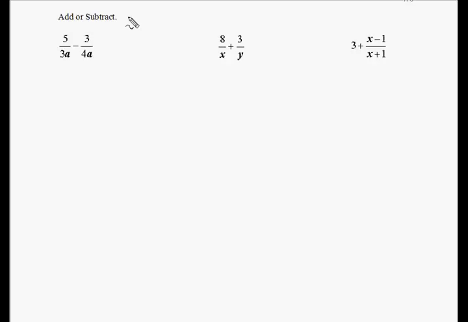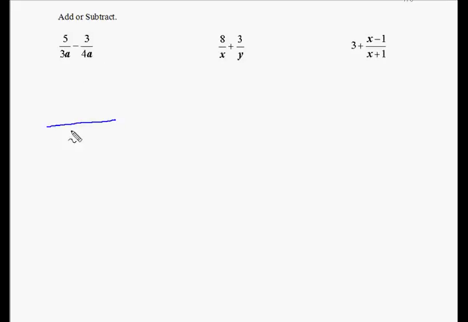Here are three examples of how we're going to add and subtract fractions. Our first problem, 5 divided by 3a, subtract 3 divided by 4a, we're going to look at those denominators. I notice there's no addition or subtraction in the denominator, and 3 doesn't break down, 4 does, 2 times 2, but that doesn't really help us.